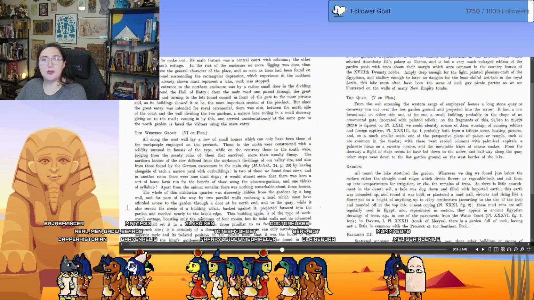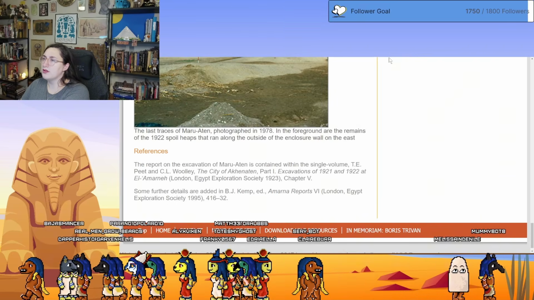This one is considerably closer to the river. Where's the image?